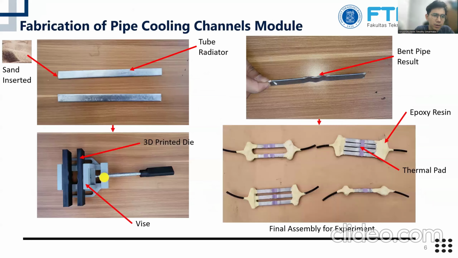Then this is the fabrication of the pipe cooling channels module. We will use the tube radiator, taken from a car radiator, and a 3D printed die. To prevent the pipe from deforming excessively, we insert sand, and then the vise and the 3D printed die will press together, and this is the bent pipe result. For the final assembly, epoxy resin is used as the sealant, and a thermal pad is used as the thermal interface material between the battery and the pipe.